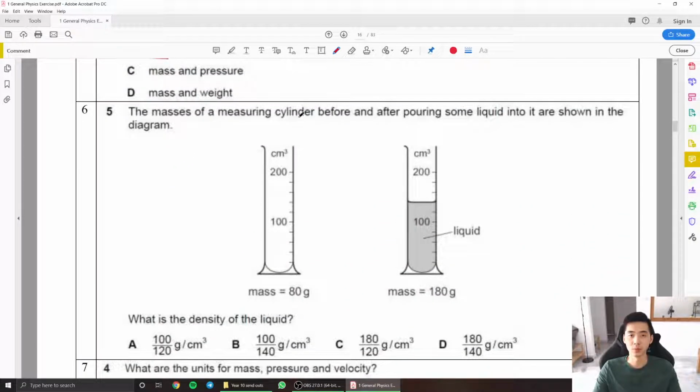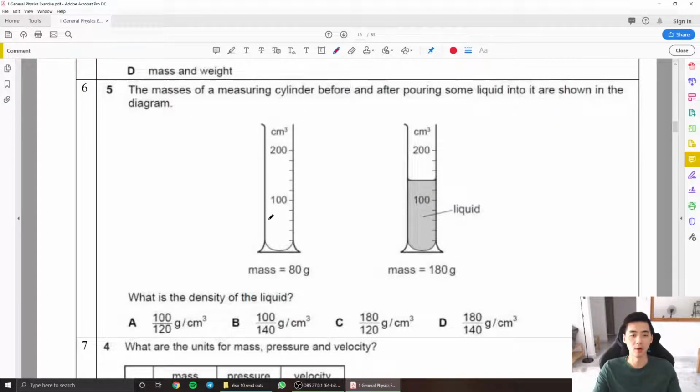The mass of a measuring cylinder before and after pouring some liquid into it are shown in the diagram. Initially, the mass of this cylinder is 80. The mass of the cylinder with liquid is 180. So I know for a fact that the mass of the liquid is 100 grams. What's the density of the liquid? In order to find it, I need the volume. Reading the scale, 100, 120, 140 cm cube.